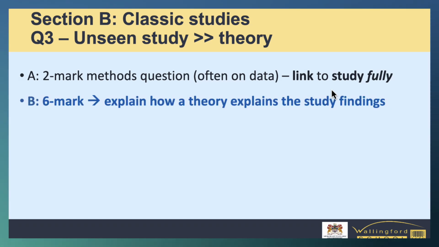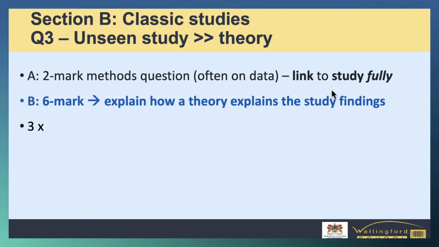We've also got a 6-mark short question, which is effectively taking a theory, so the theories I mentioned on the previous slide, and using that to explain the study's findings. How far can that theory explain those findings? How far can it not explain them? What other alternatives could there be? And you need to have evidence. So that's why I mentioned the classic theories on that previous slide.